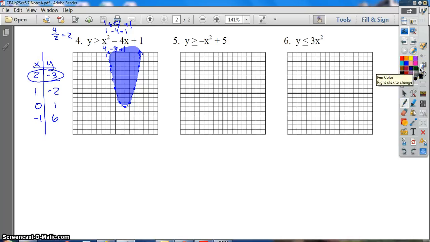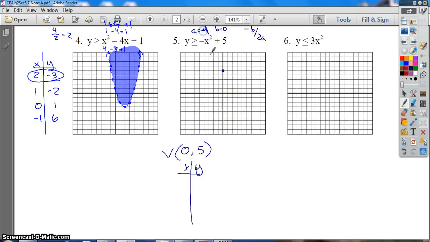All right, go with purple here. So b is 0. Vertex is 0. Put 0 in, you get 0, 5. There's your vertex. 1, 2, 3, 4, 5. Remember, negative b over 2a is your vertex. b here is 0. a is negative 1. That's a negative 1, by the way. Okay. So let's go from 0. I'm going to go to positive 1.